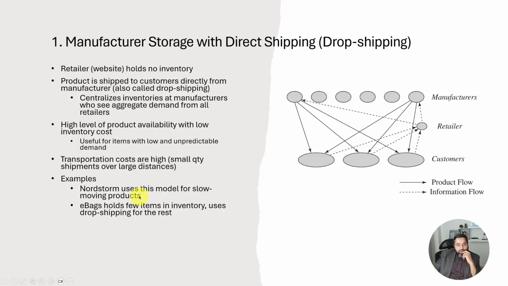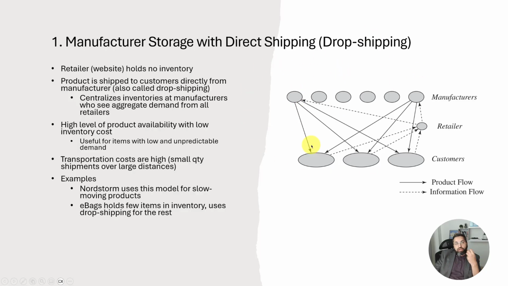So Nordstrom uses this model for slow moving products. They don't keep inventory in their retail stores or warehouses. They just pass the order to the manufacturer. Manufacturer ships directly to customer. eBags holds few items in inventory, uses drop shipping, which is this network for the rest. Drop shipping is a very common term in retail. So, hopefully you understand now what drop shipping means.